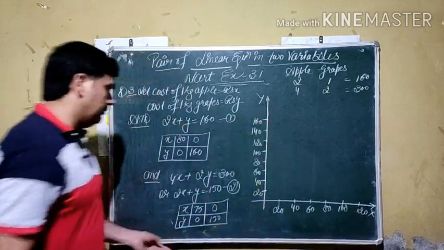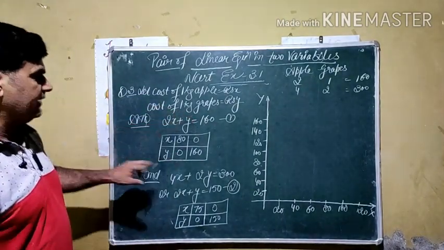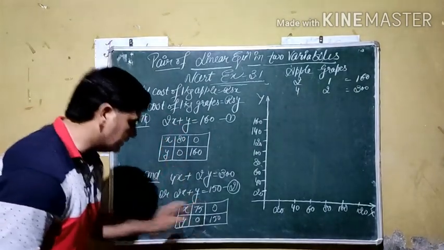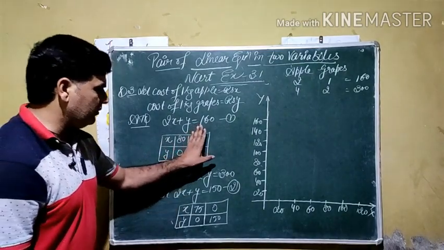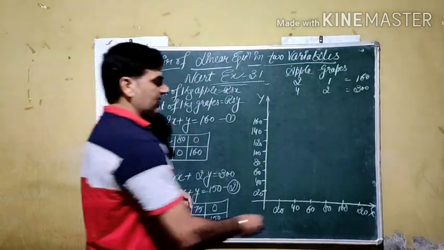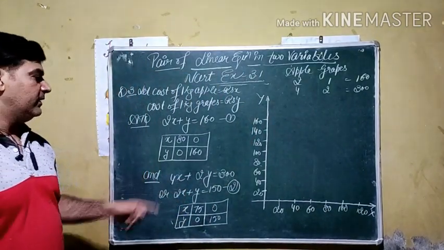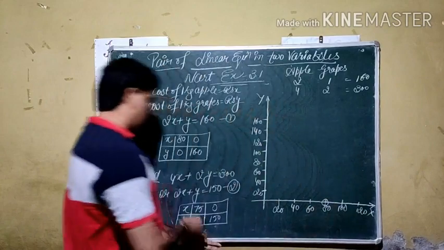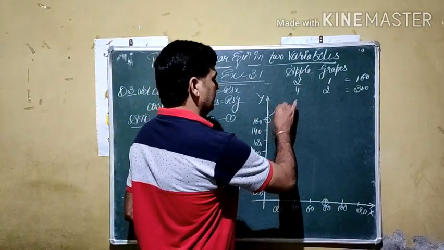If we see the first value, x 80, y 0. What is the benefit of taking these two values as 0? Y should be 0 means the point is on the x-axis. If we take y equal to 0, it is on the x-axis, and x equal to 0 means on the y-axis. So the point comes directly on the x-axis as well as on the y-axis separately. Y 0, x-axis 80. X 0, y 160. This is equation 1.